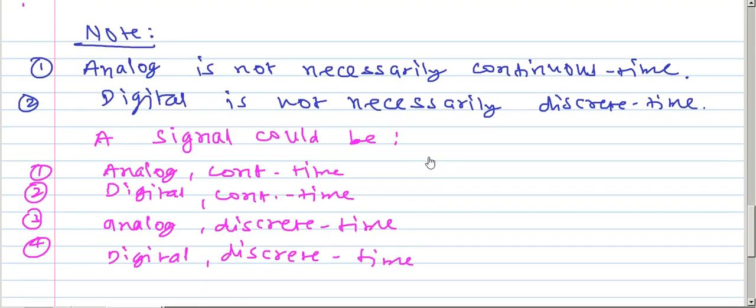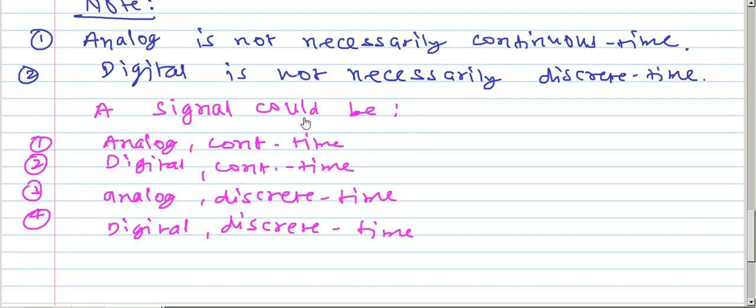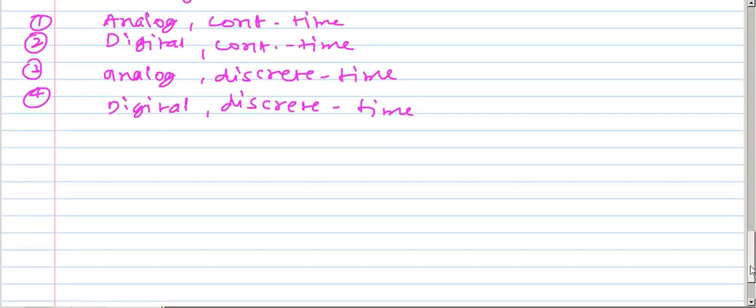This is the more general classification. You can say that a signal could be analog and continuous time, digital and continuous time, analog and discrete time, or digital and discrete time. Generally when we talk about analog and digital, we do not specify the time axis, what its nature is in time. So let us give examples of these signals. Consider the following signals.